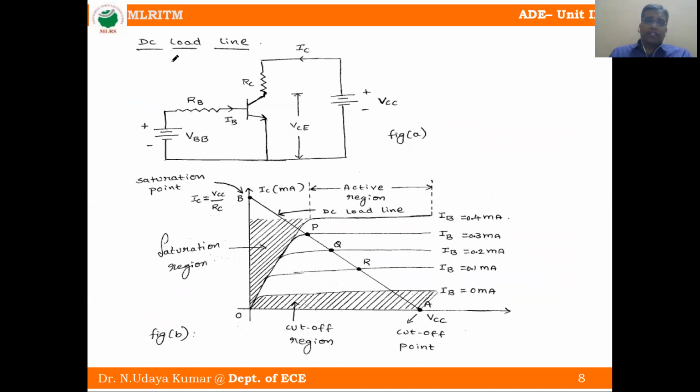See, this one is the transistor: emitter, base, collector. This is RB, the base resistance, and the collector resistance. What do you mean by VBB? This is the biasing voltage, VBB, the battery biasing voltage. What do you mean by VCE? VCE is the collector emitter voltage across this terminal. This is the collector terminal, this is the emitter terminal. This is VCC. So what is the output of this circuit?